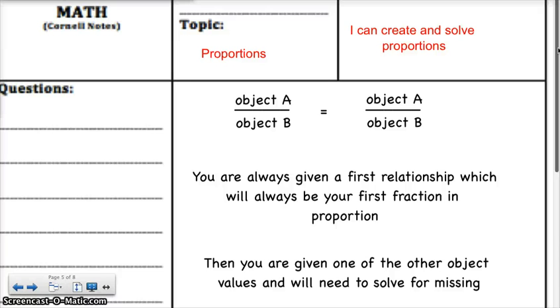So ask yourself, can I create a proportion? This is how we do it. We say object A is to object B as object A is to object B, okay? You're going to be given two things that you're relating to each other, and you're going to be given two different quantities. First thing I do is I create my proportion skeleton. And when I say create your skeleton, it means create your equal fraction bars. And then you just fill in the blanks.